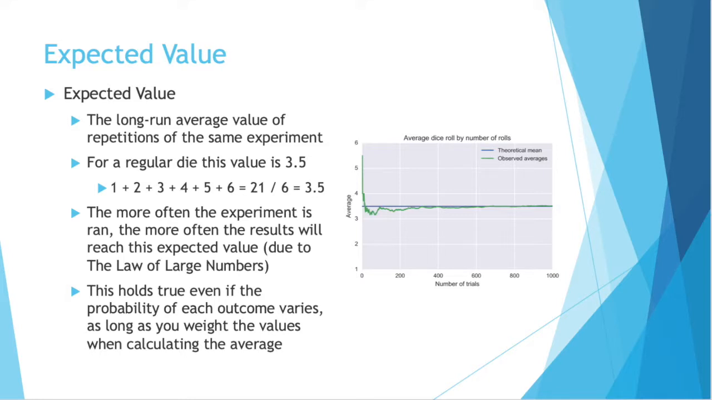If you roll a die long enough, you'll see that your results average to be 3.5. The more often you repeat the experiment, the more likely the result will reach this expected value. This is due to something called the law of large numbers, which essentially states the more you repeat an experiment, the closer your average will get to the expected value. This holds true even if the probability of each outcome varies, so not a die or something where every outcome is just as likely, as long as you weight the values appropriately based on their probability when calculating the average.